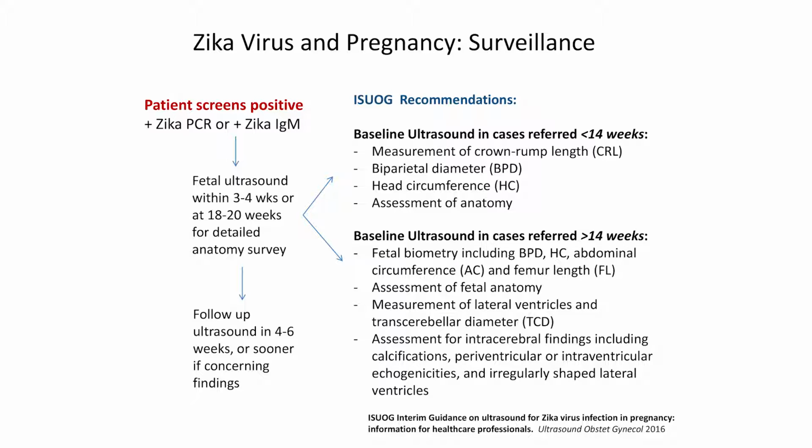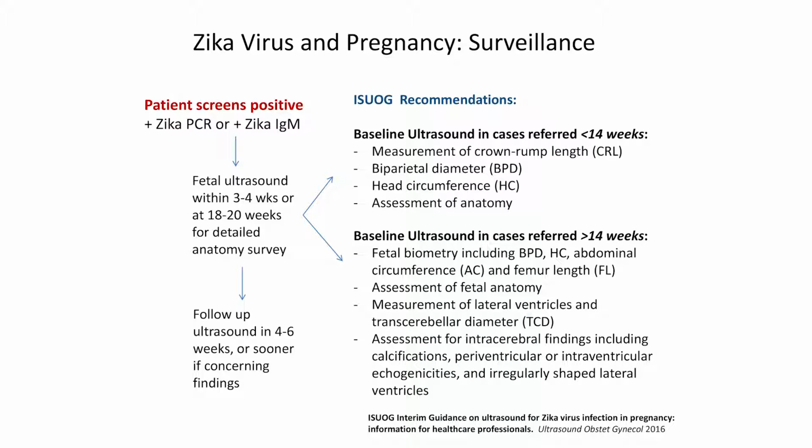So now, what do we do? Positive test. We did all the confirmations. We're pretty sure this is Zika virus. You have to do an ultrasound. We said there's ultrasound findings. You really should do it soon, within a couple weeks. If the patient is under 14 weeks, the recommendation is to measure the baby: the crown rump length, the biparietal diameter, the head circumference, and try to look at the anatomy. If the patient is over 14 weeks, then we want to do a full anatomy.